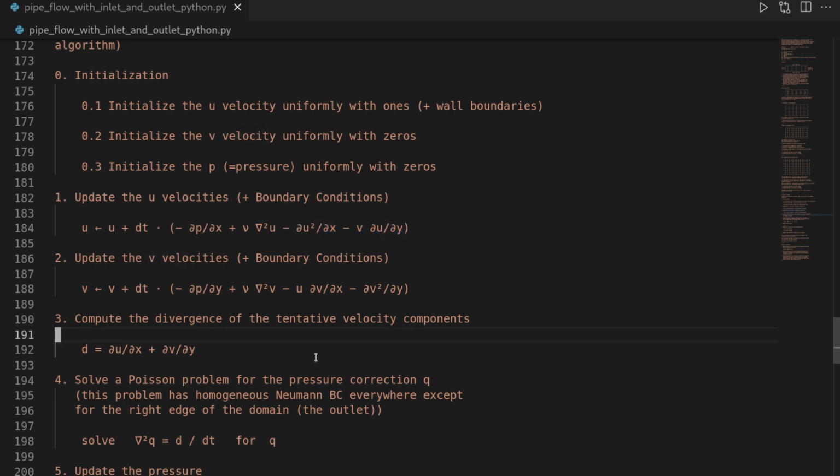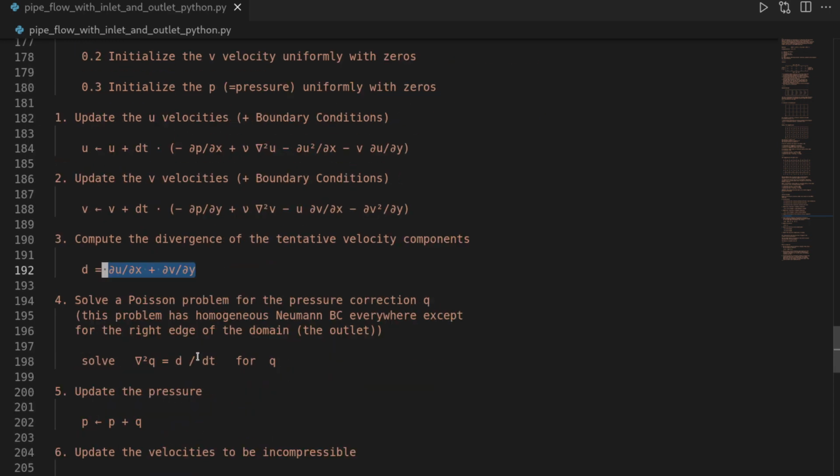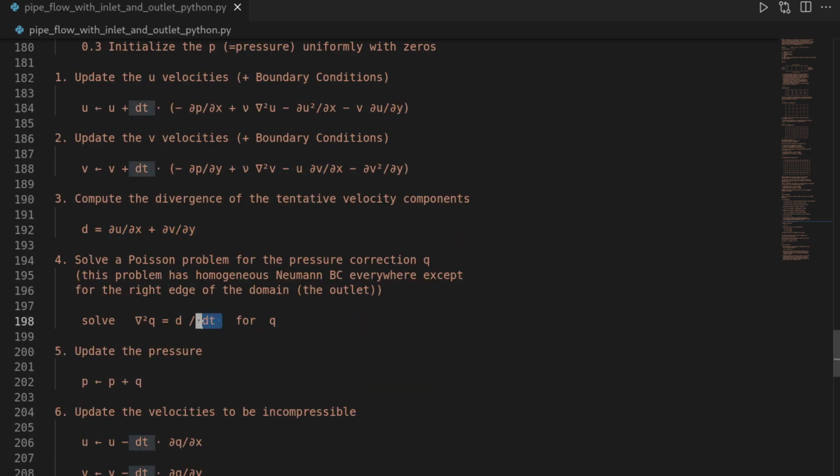Quite certainly we know that these tentative velocities will not fulfill the continuity equation, so we have to correct them in order to be incompressible. In other words, we have to project them. For this, we will first compute the divergence, which should be 0 if it was incompressible, but it is not. And then we can use that as a right-hand side, scaled by the time step length, for a so-called pressure correction that I call Q here.